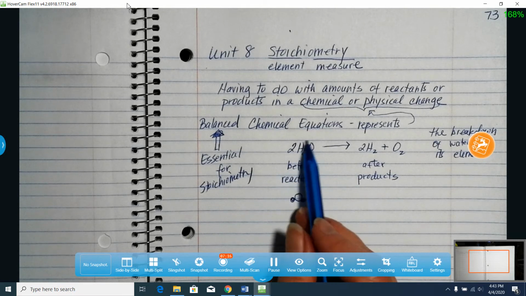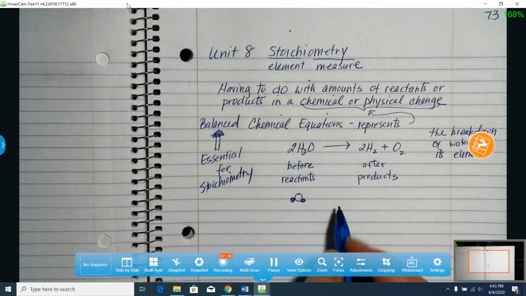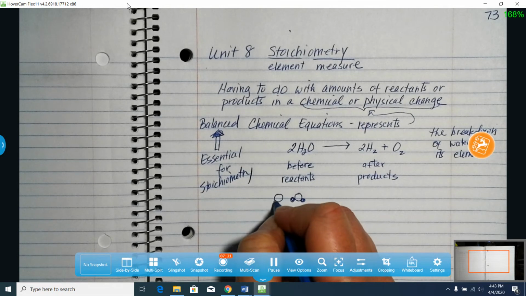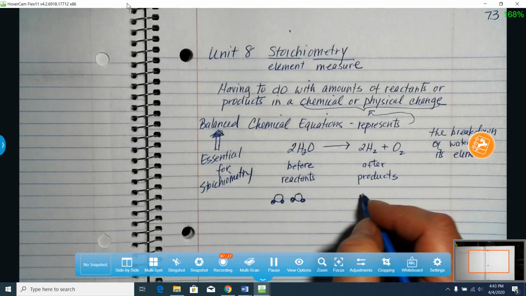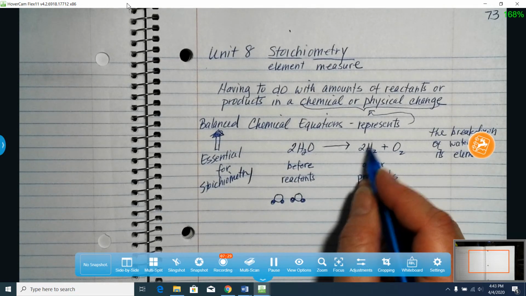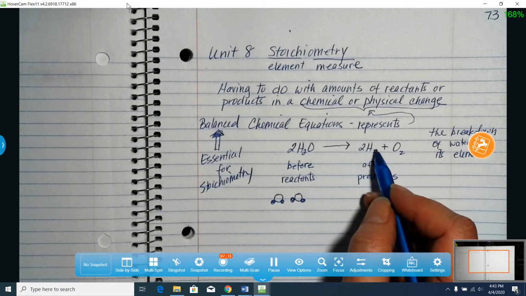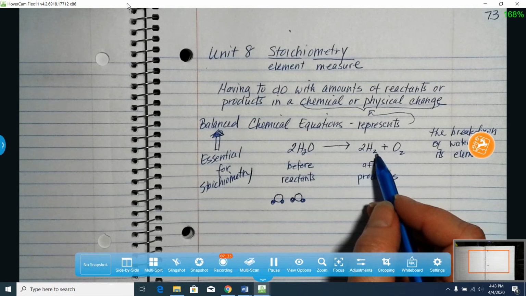Coefficient tells you how many of these particles you have. So we have two of these H2O particles, which we all know is water. And then on this side we have our particle, ignore the coefficient for now. This is our particle. It's two hydrogen atoms.